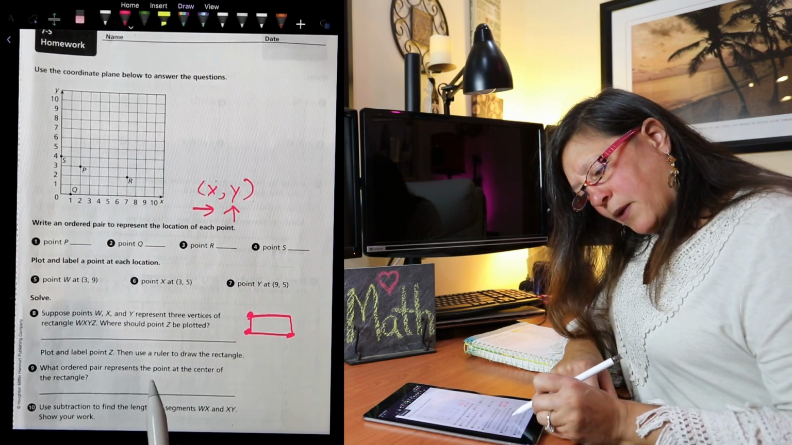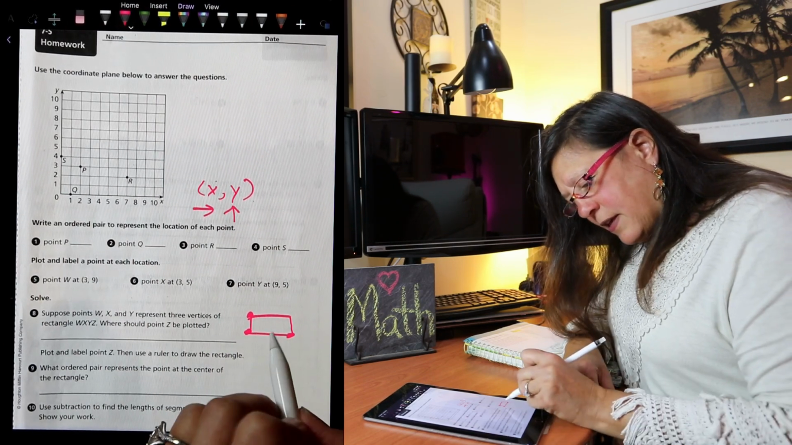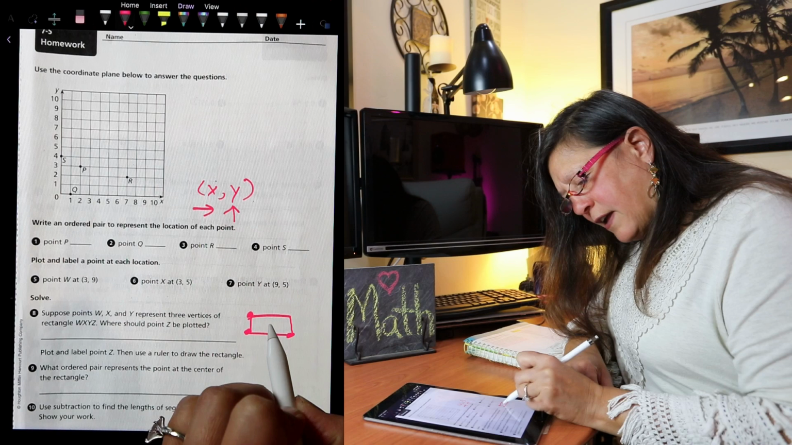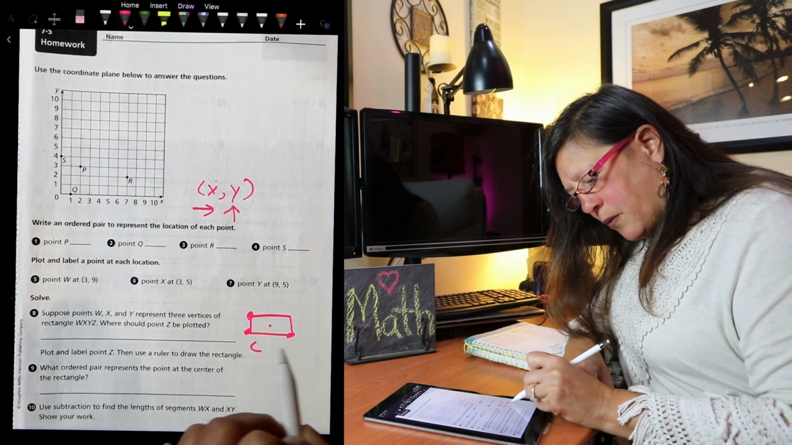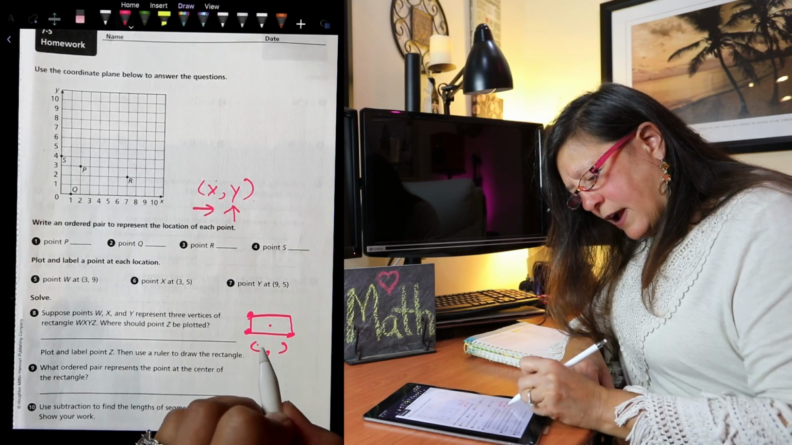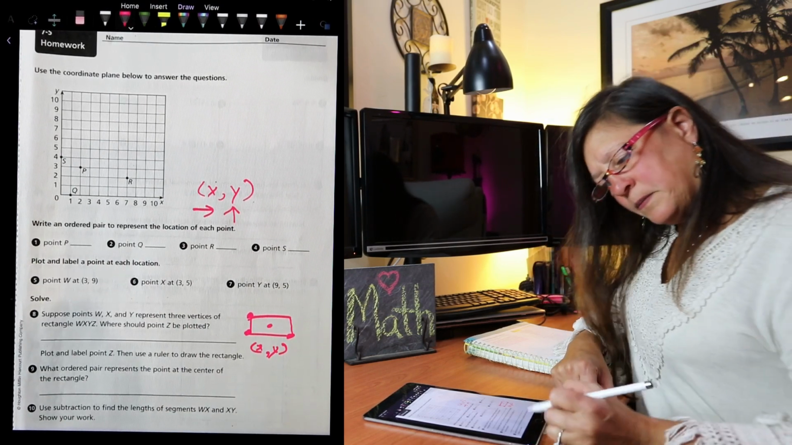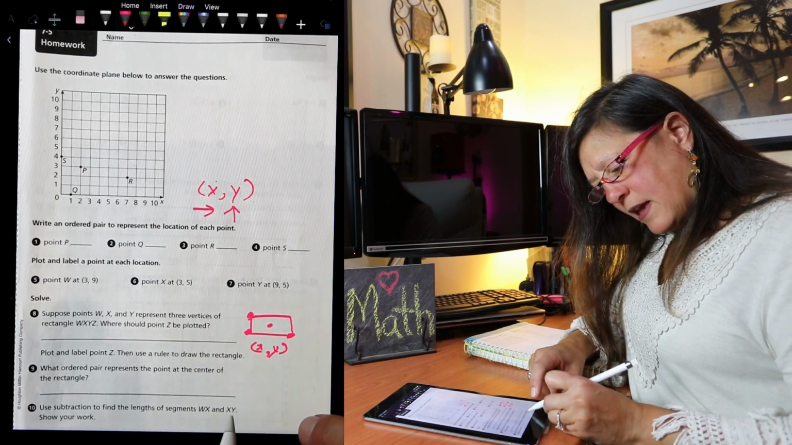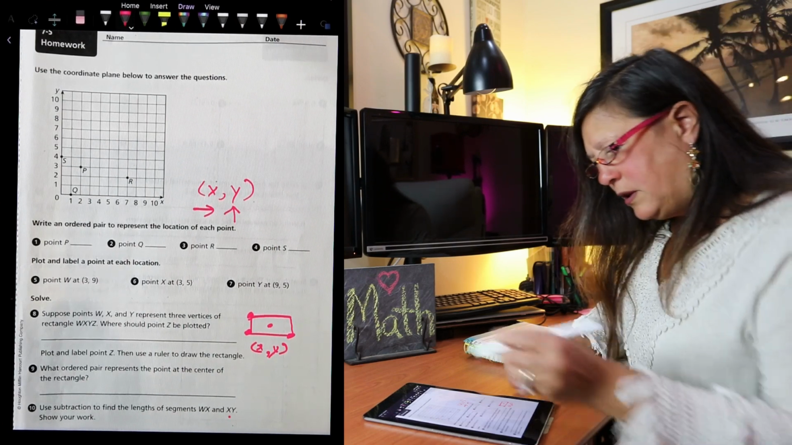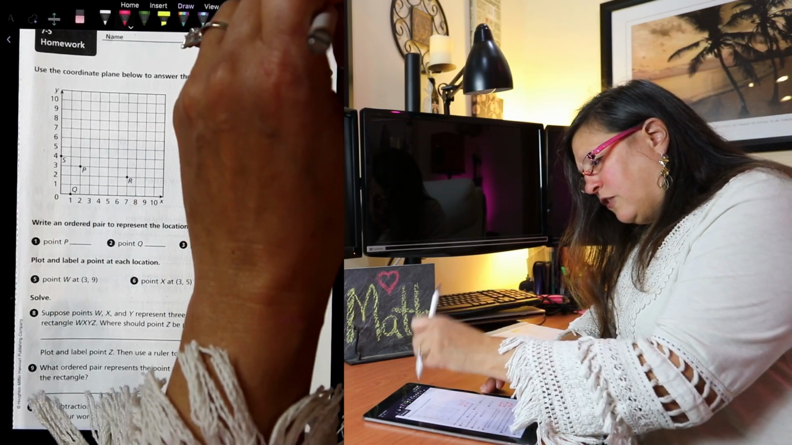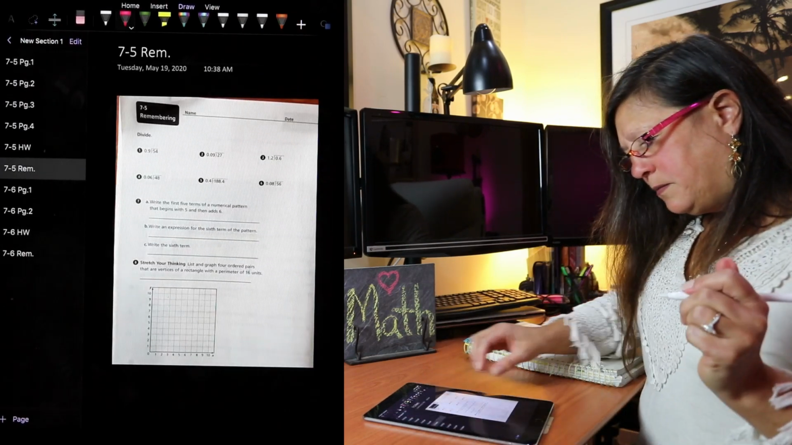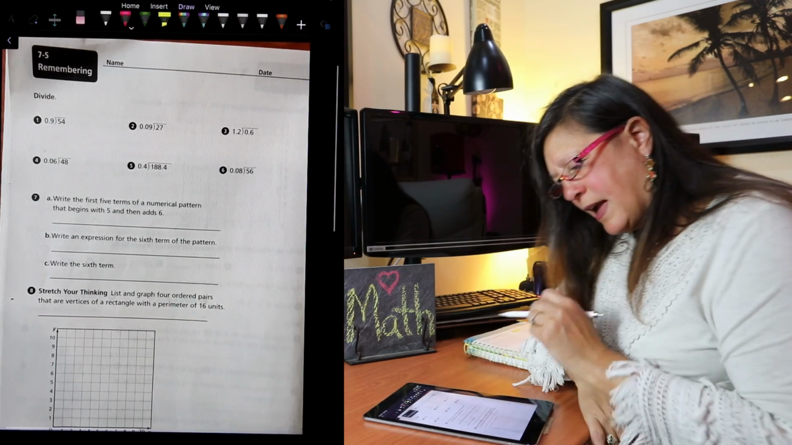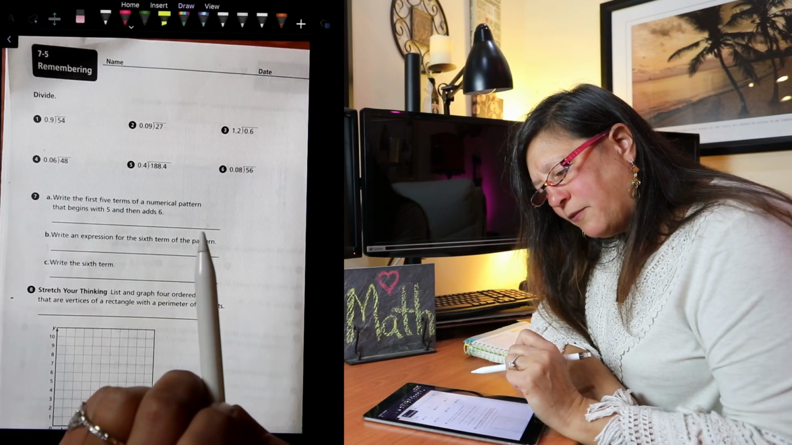Number 9, what ordered pair represents the point at the center of the rectangle? Well, once you have your rectangle drawn in your coordinate plane here, you're going to find the center. And then what would the points be? What would your x and your y be in that center? And 10, use subtraction to find the length segments of WX and XY. Show your work. So what would the equation look like? Well, back to our activity to help you with that.